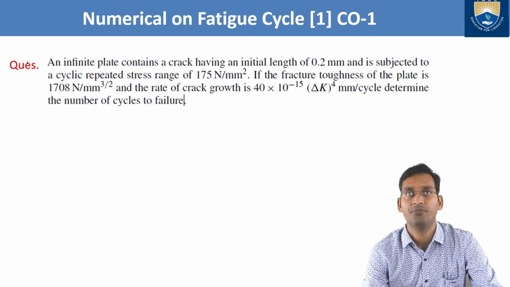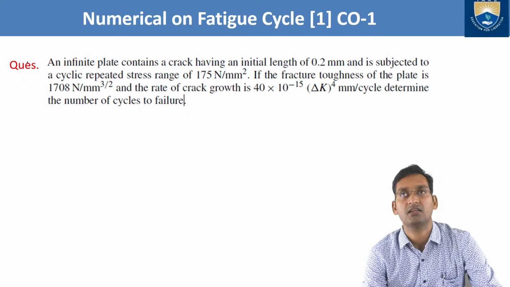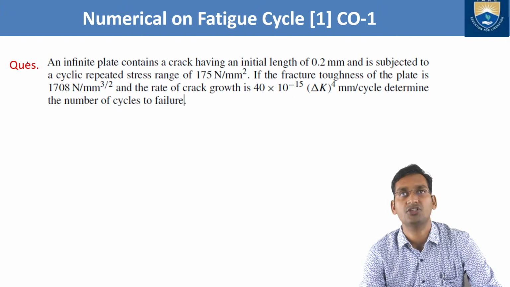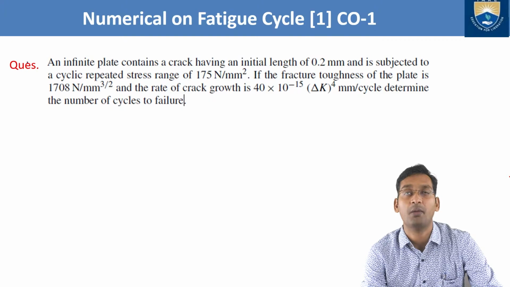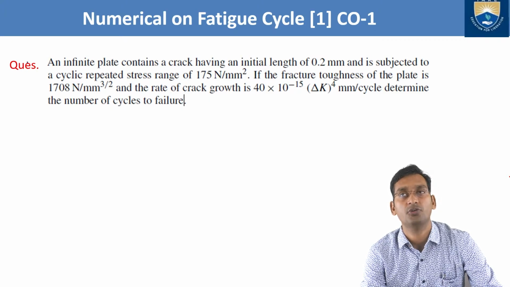So the first question is: an infinite plate contains a crack having an initial length of 0.2 mm and is subjected to a cyclic repeated stress range of 175 Newton per mm square. If the fracture toughness of the plate is 1708 Newton per mm to the power 3 by 2, that is the unit, and the rate of crack growth is 40 into 10 to the power minus 15 into delta K to the power 4 mm per cycle, determine the number of cycles to failure.